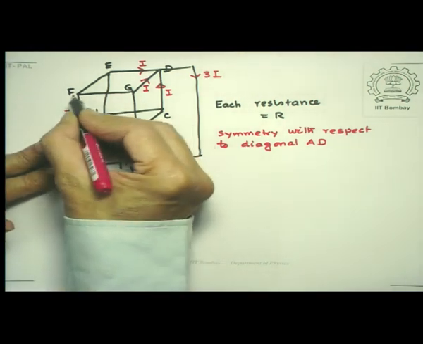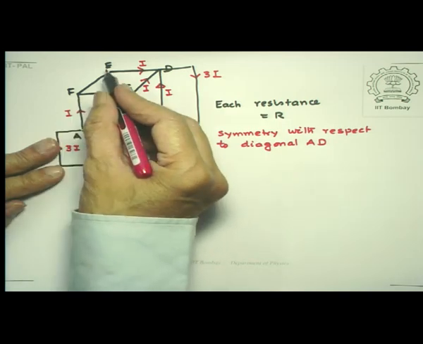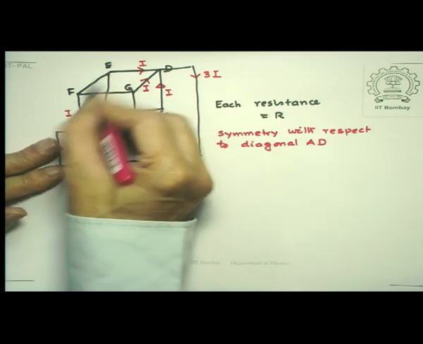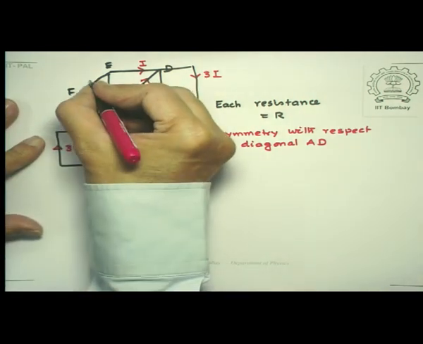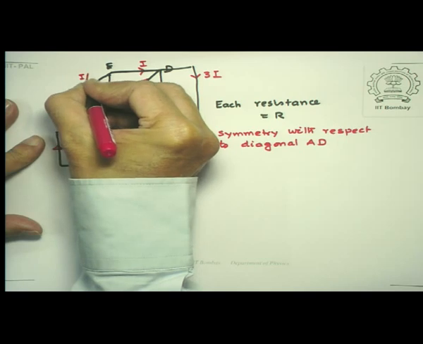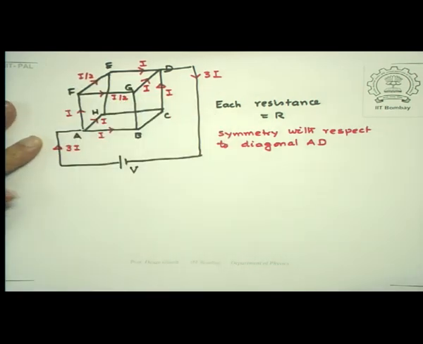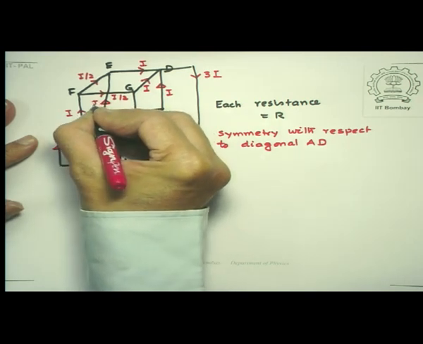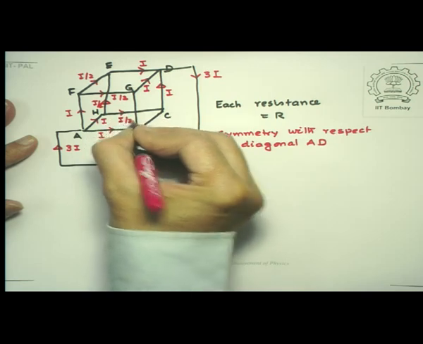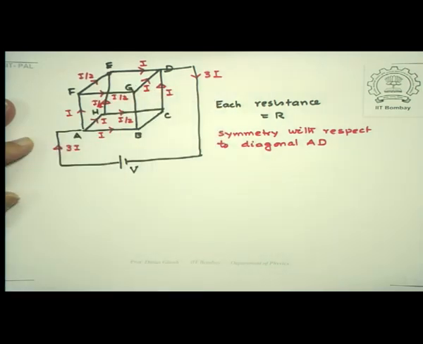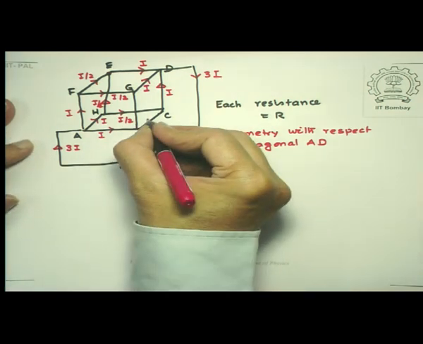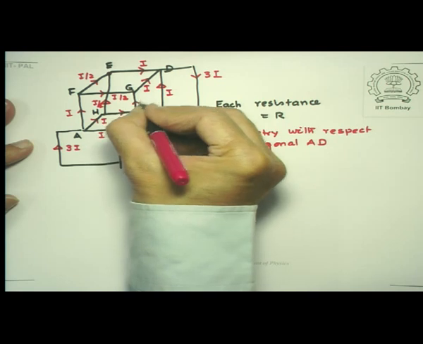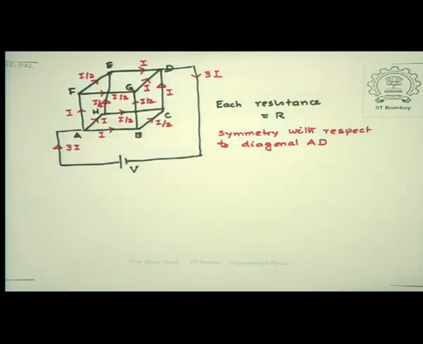Now, current I arrives at a point F, and because of the fact that the arms FG and FE are symmetrical, these will have I by 2 each. And likewise, current reaching H will divide into 2, that is also I by 2, and this will also be I by 2. And you can check that the junction rule is automatically satisfied there. And likewise, this will be I by 2, this will also be I by 2. Now, notice that we have only used the symmetry of the problem in getting into this situation.